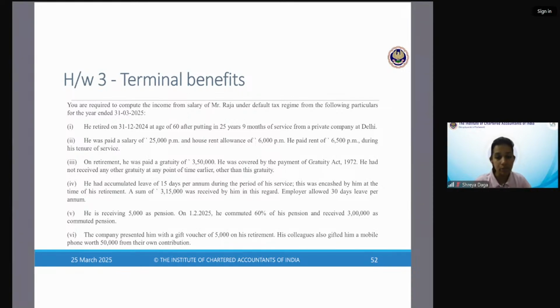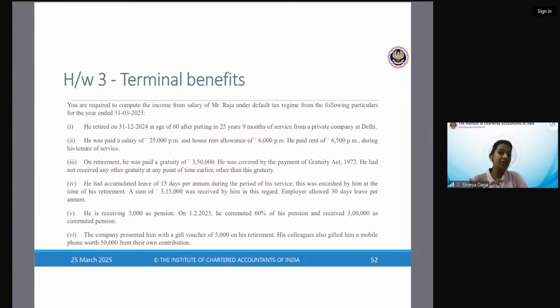Now, ma'am, if it is not salary, then what is it? You will do that when you subsequently cover all the heads of income. But for now, let me tell you that it will go under income from other sources. And when you do income from other sources, you will find that a mobile phone is not a covered property. It is not property under income from other sources, and therefore there is no tax on it.